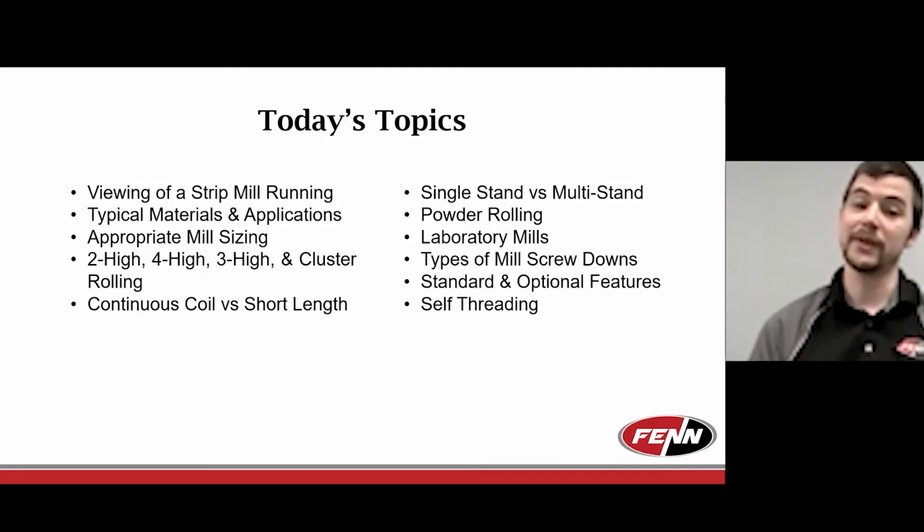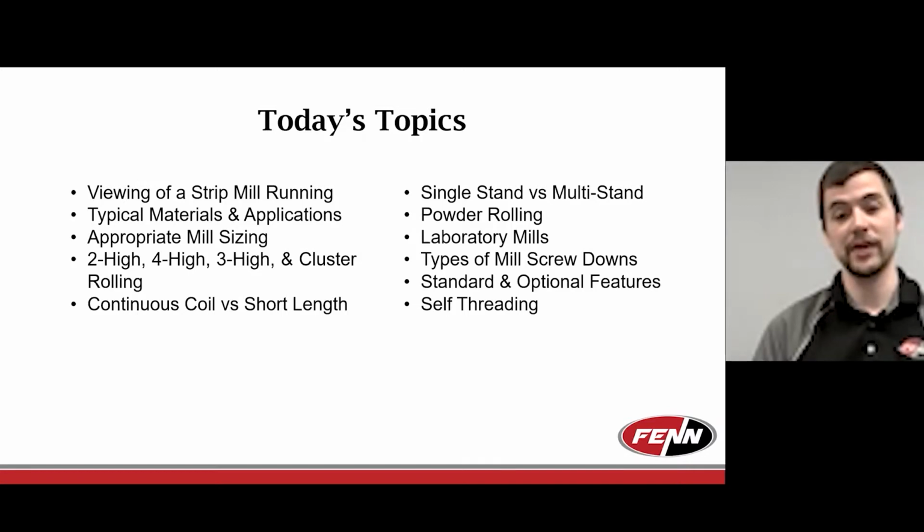Depending on your application, some of you might be running short length material, and we'll talk about what applications usually serve for that and how we treat those, as well as continuous coil. On the continuous coil lines, we'll break more into single stand versus multi-stand, depending on production schedules and the process you need. Finally, we'll get into the types of features and some more unique mills, such as our laboratory mills for research purposes, as well as our powder rolling mills.